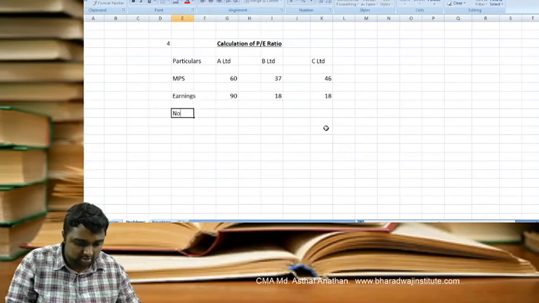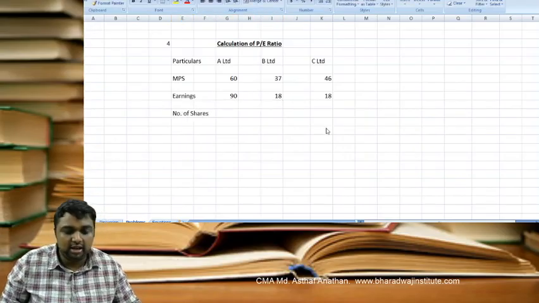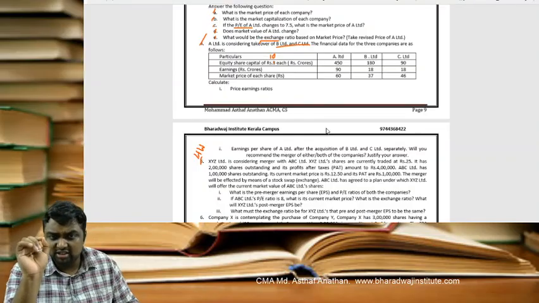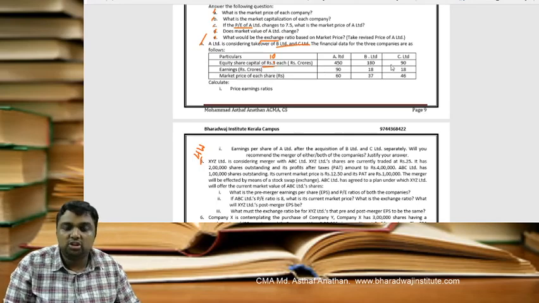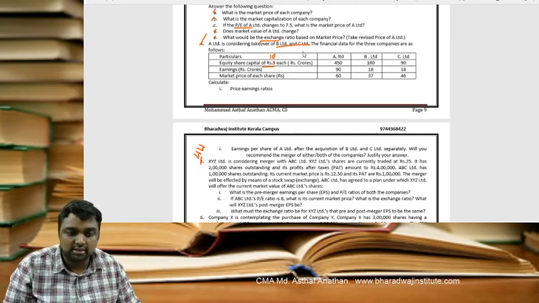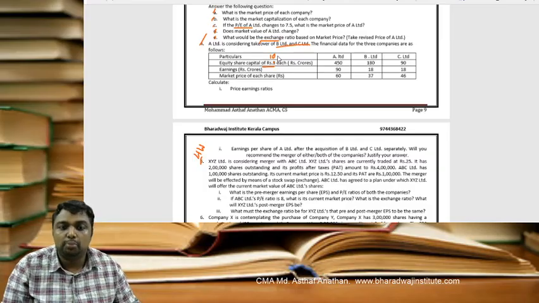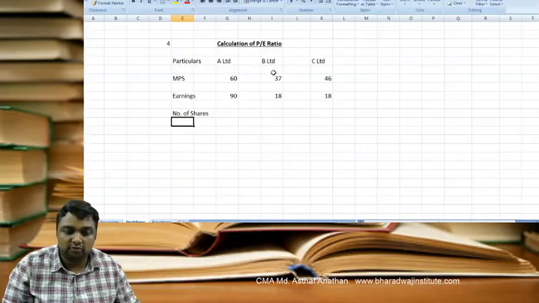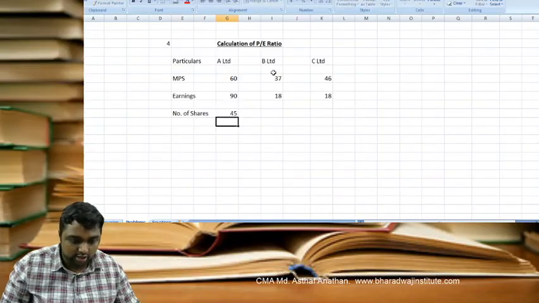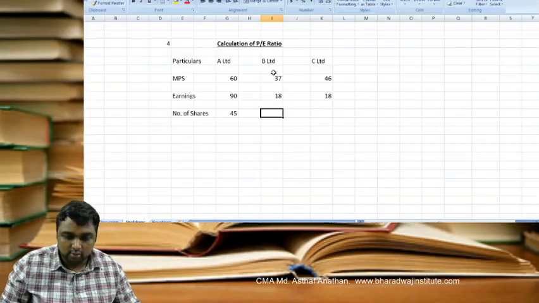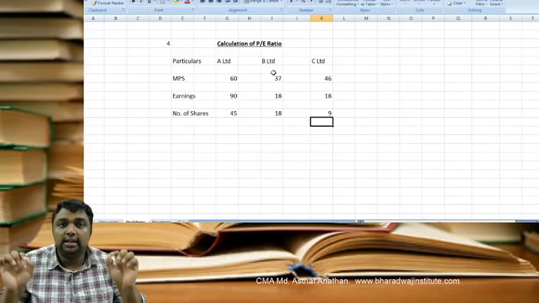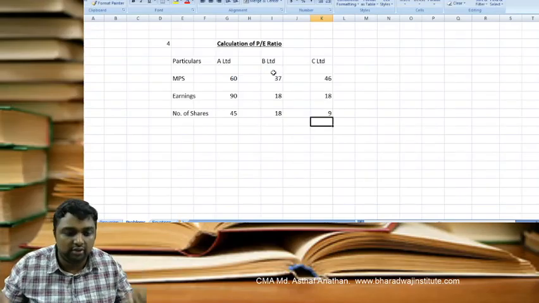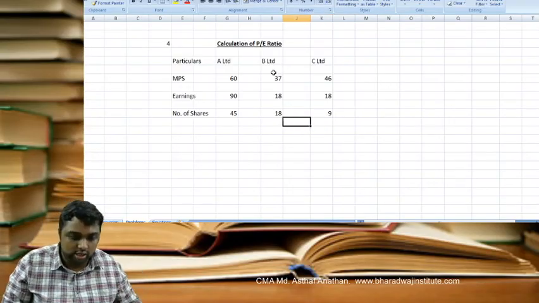Now, number of shares. Here you must be very clear. In the previous question, number of shares was directly given, but here they have given equity share capital in rupees. That means here is the total value. So if you want to get number of shares, one share value is 10 rupee. You have to divide with that. So 450 by 10, you will get 45. 180 by 10, you will get 18. 90 by 10, you will get 9. So earnings is 90 crore, number of shares is 45 crore. Both are in crores, so no need of set off.